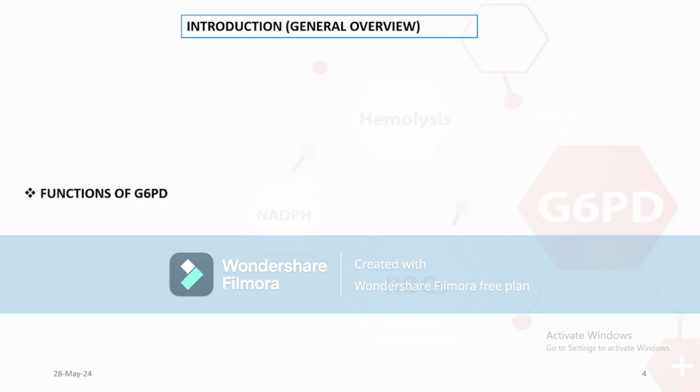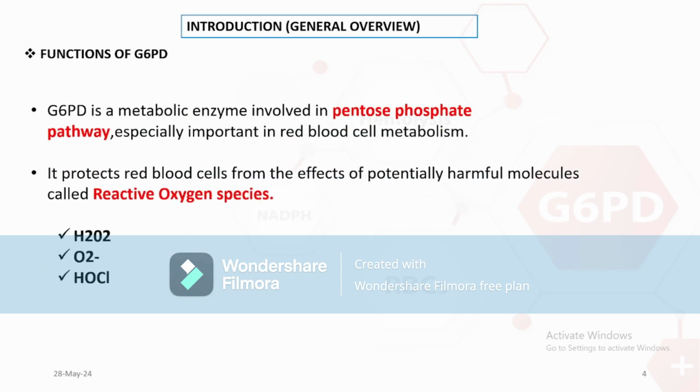So the introduction. First, let's talk about the functions of G6PD. Remember, G6PD stands for glucose-6-phosphate dehydrogenase. It is a metabolic enzyme which is involved in the pentose phosphate pathway, especially important in red blood cell metabolism. You know, the red blood cell is one of the important cells in the body. It helps transport oxygen to all parts of the body.